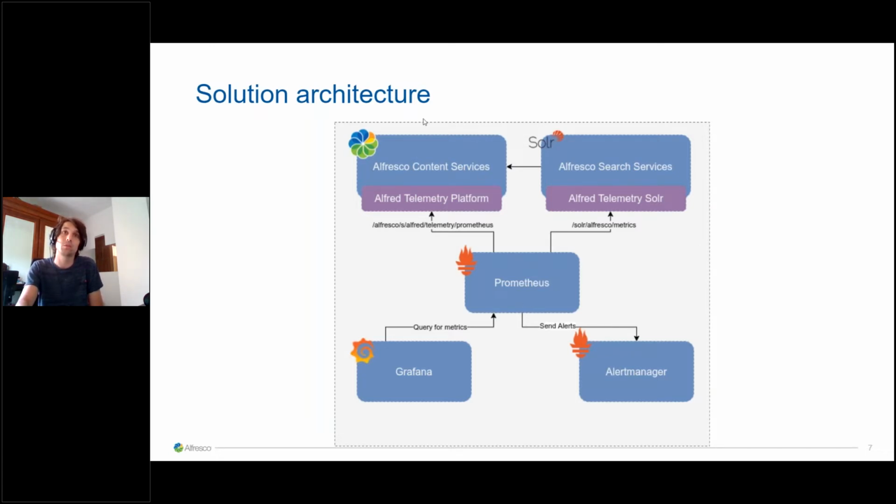The first one we present here is Alfresco Content Services, and we have a module, Alfresco Telemetry Platform, that exposes an endpoint with metrics. And the other one is Solr, or Alfresco Search Services, that exposes an endpoint as well. And then we have some other tools we use, Grafana, which is a nice dashboarding tool that can use Prometheus as a backend for a time series.